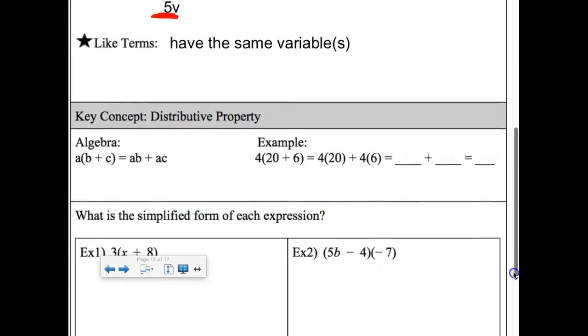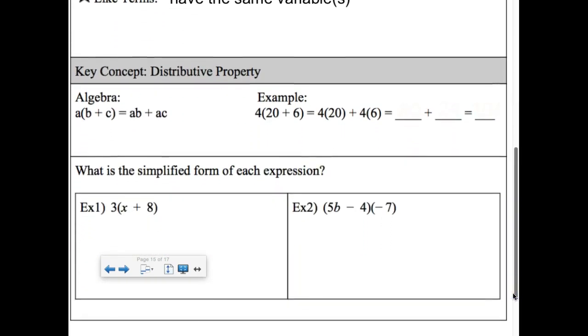Reminder, if I'm going too fast, pause the video as you need to.